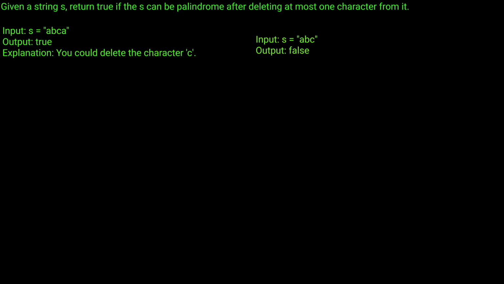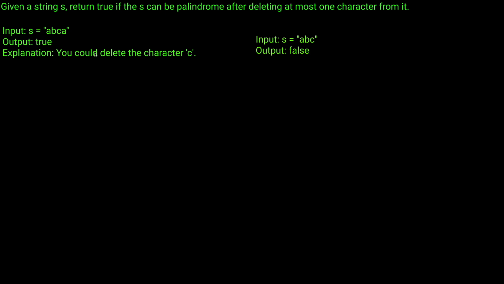Today we're going to be solving Leetcode problem 680, Valid Palindrome II. Let's read the question prompt. Given a string S, return true if the string can be a palindrome after deleting at most one character from it. Let's look at some of the examples.